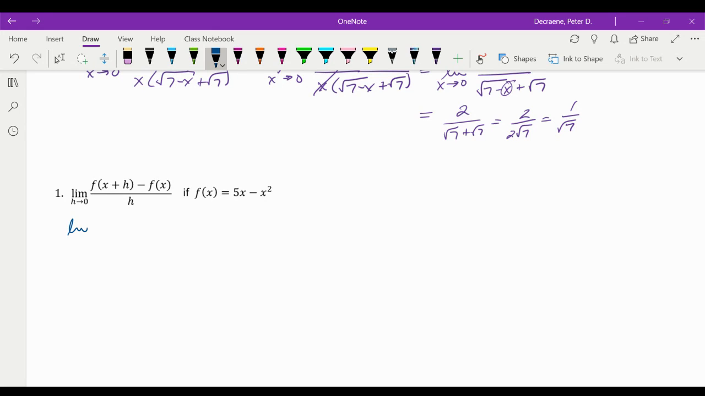So I've got the limit as h goes to 0 of 5 times x plus h minus x plus h squared, and that's all from this. The input times 5 minus the input squared. And then I've still got to do minus f of x, 5x minus x squared, all over h.